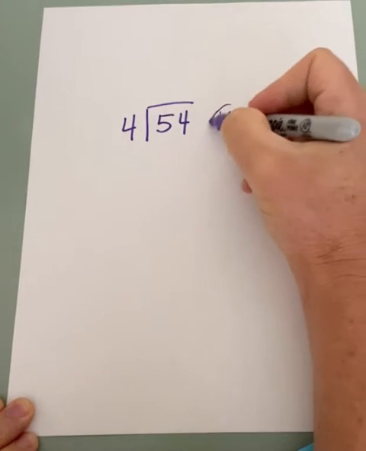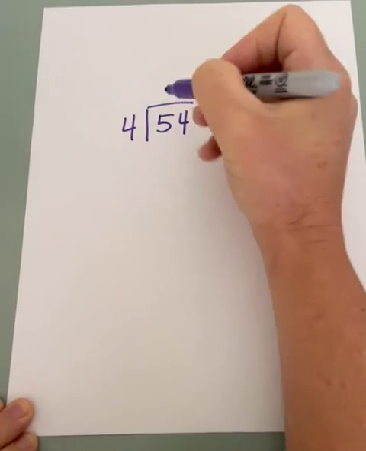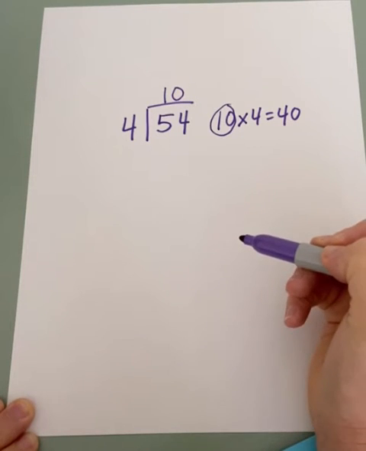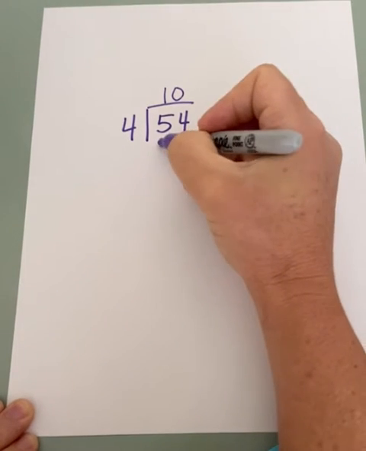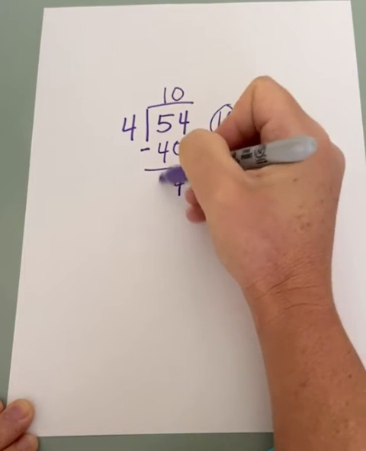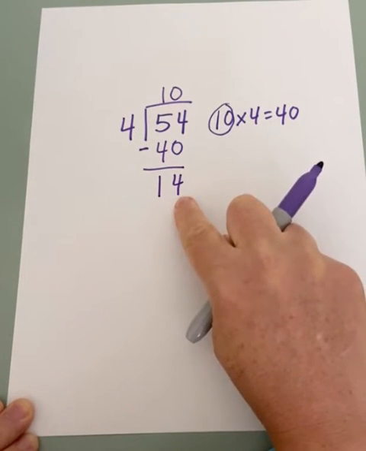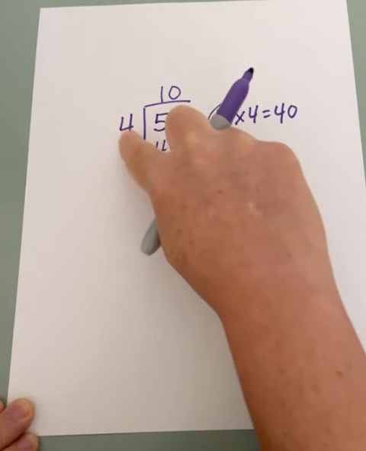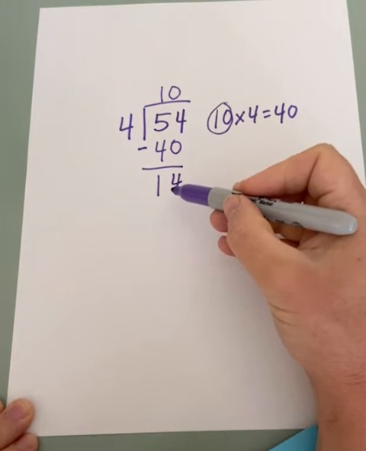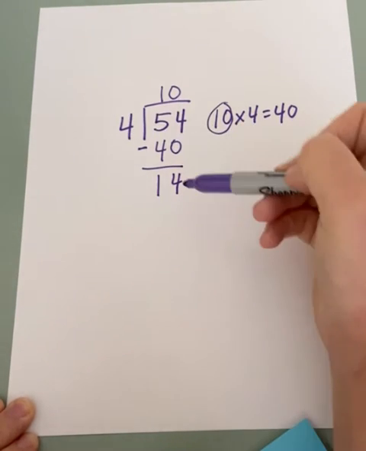So now I'm going to take this 10 groups of 4 and put it up here, where my quotient is. Now, I'm going to subtract 40 from the total, from 54, to get 14. Now I have to ask myself, can I make another 10 groups of 4 in 14? What do you guys think, mathematicians? No. So I have to think about how many groups of 4 go into 14?